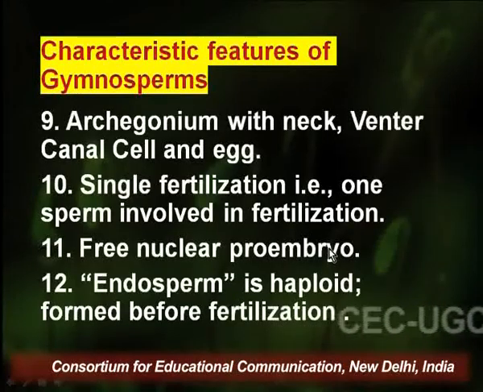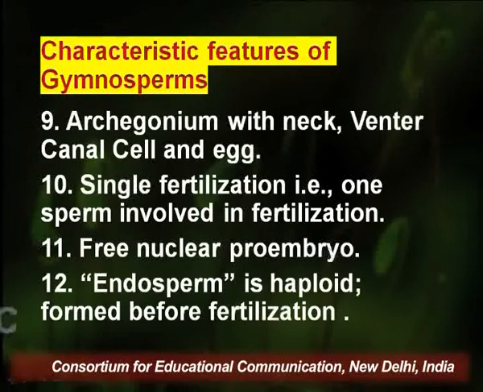In gymnosperms, the archegonium has a very small neck, a venter canal cell followed by the egg in its center. A single fertilization event takes place, that is, one sperm is involved in the process of fertilization. And as we have already discussed, this is because of the formation of pollen tubes. The proembryo is always free nuclear, and the endosperm is haploid, which is formed before fertilization.